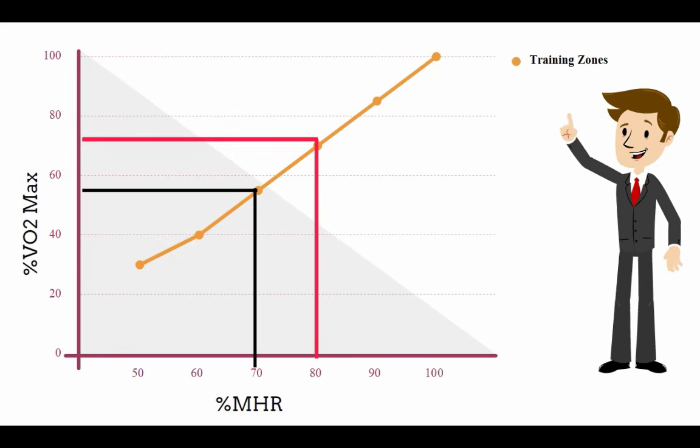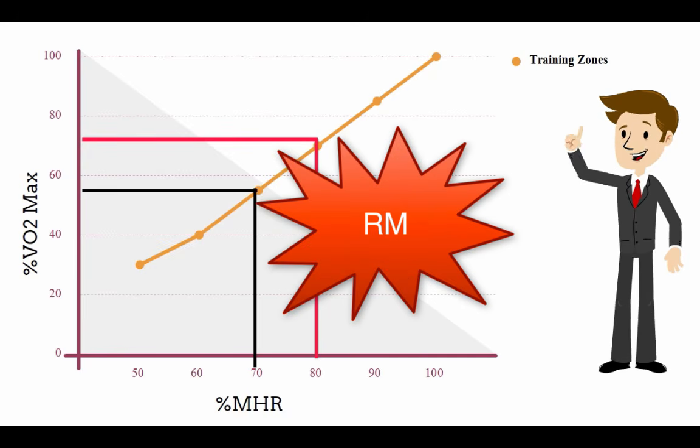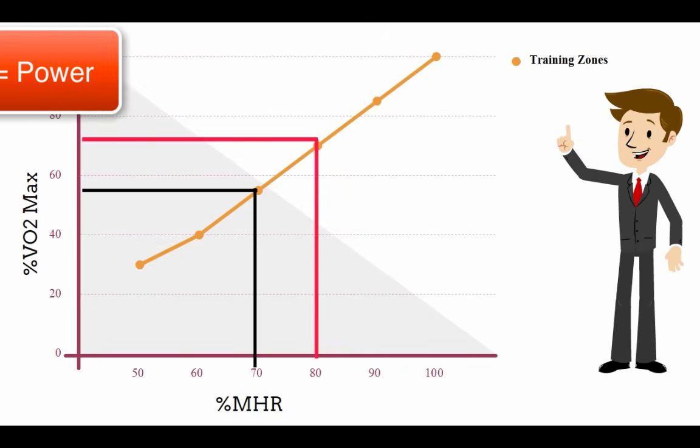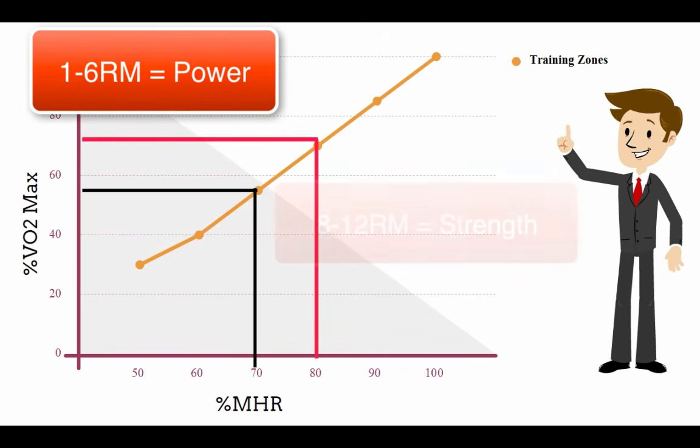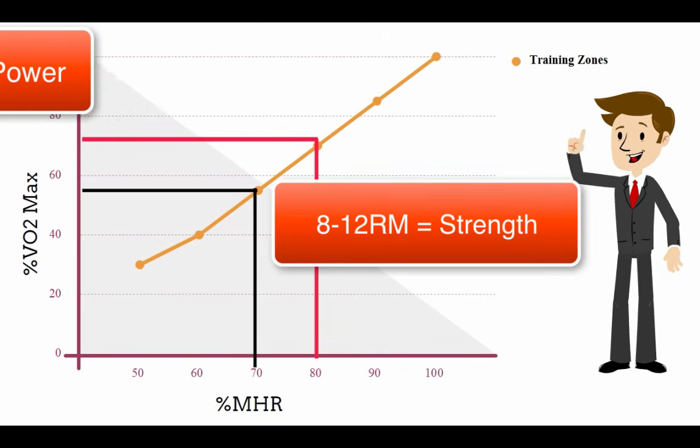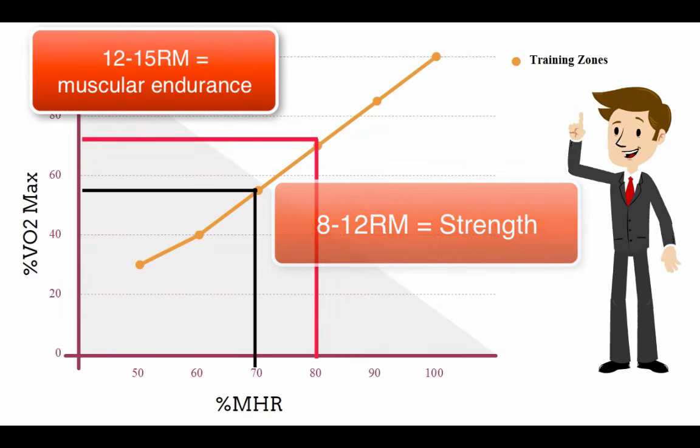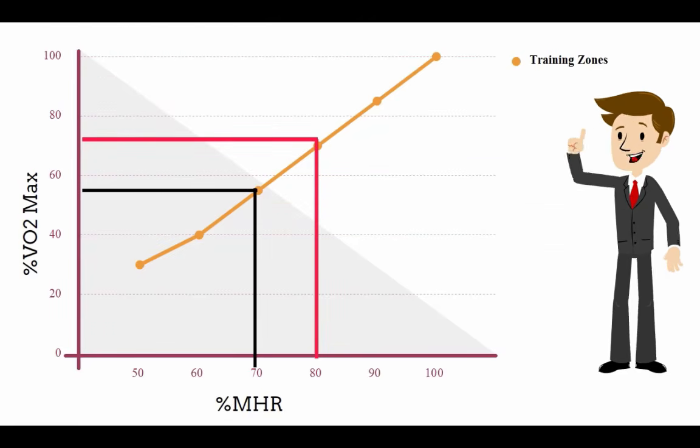Resistance training usually uses repetition maximum as a reference for intensity. For strength and power, the resistance training zone is 1 to 6 RM, strength training is 8 to 12 RM, and 12 to 15 RM is the zone for muscular endurance.